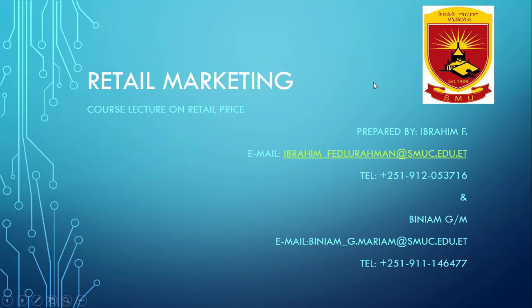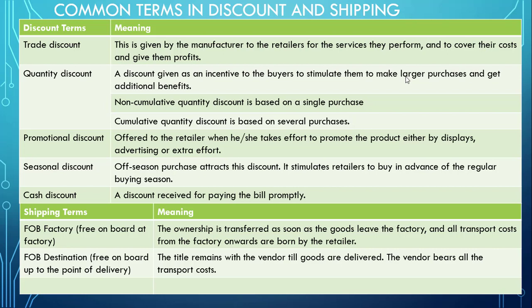Good morning, class. Today we'll be discussing retail price, which is a continuation of the previous chapter, retail product. In the previous chapter we discussed what product is, what merchandising is, how we are going to calculate OTB, what assortment is, and the basic things that we need to see in designing our store layout. And then we discussed displays, shelf spacing, and store layout design, the two models. So today we'll be discussing retail price.